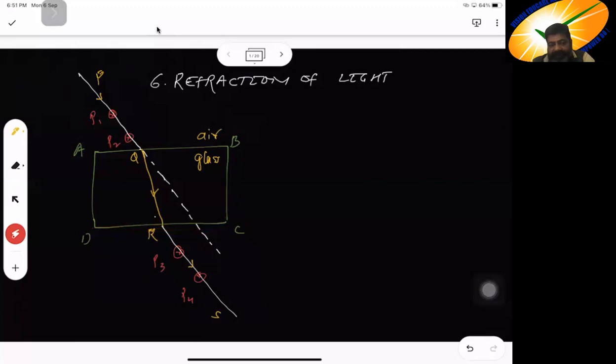थिंक ओवर इट. यहाँ बेंड, ठीक है, एयर टू ग्लास. यहाँ क्यों बेंड हुआ है? सेम रीजन. यहाँ पे ग्लास है, यहाँ पे एयर है. Again, your ray of light is coming from one transparent medium to another, so that is why it has again got bent. So bending 2 बार हुआ है. It means refraction of light also has happened 2 times. Okay, one at point Q and the other at point R. So this is what is refraction of light.